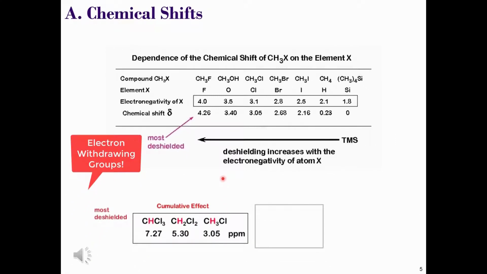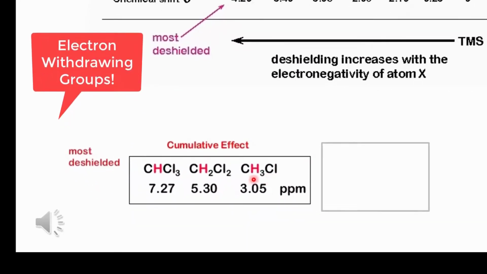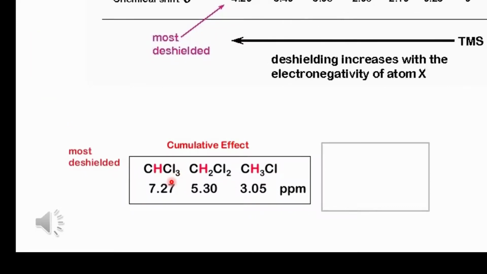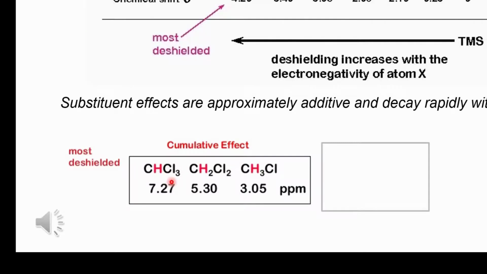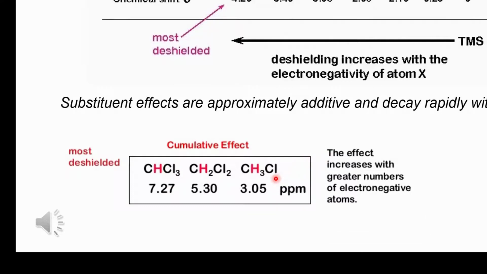What is the effect of increasing the number of electron withdrawing groups on the proton environment for these organic chlorides? Pause the video and resume when you have an idea. Okay, the greater the number of electron withdrawing groups, the greater the cumulative effect. The more deshielded that proton environment becomes, therefore the more downfield the chemical shift of the observed proton NMR signal.